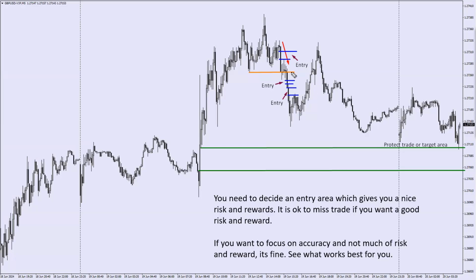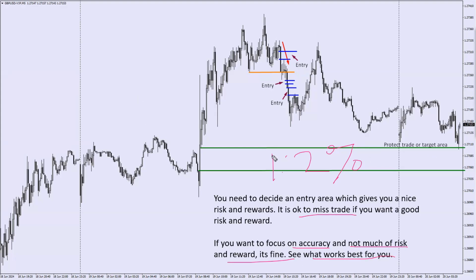But then would this give you your 1-to-1? You have to go and check. Here, yes, you will get your 1-to-1. And then here, if trades are taken here, you will also get 2-to-1. You risk 1, you make 2 instead. So you need to make this kind of decision when you start trading. Like I said, it's okay to miss a trade if you want good risk and reward. If you want to focus on accuracy, not so much on the risk reward, it's also fine. You see what works best for you.